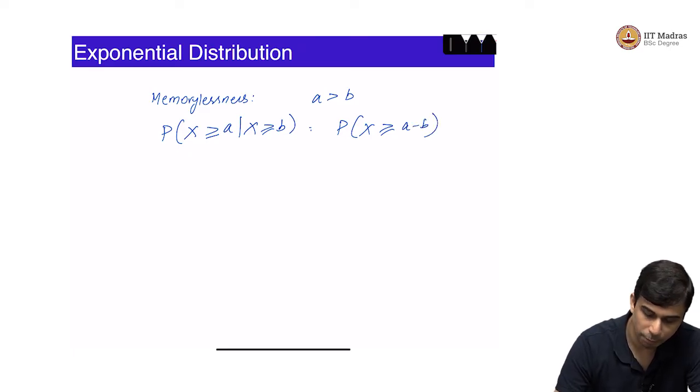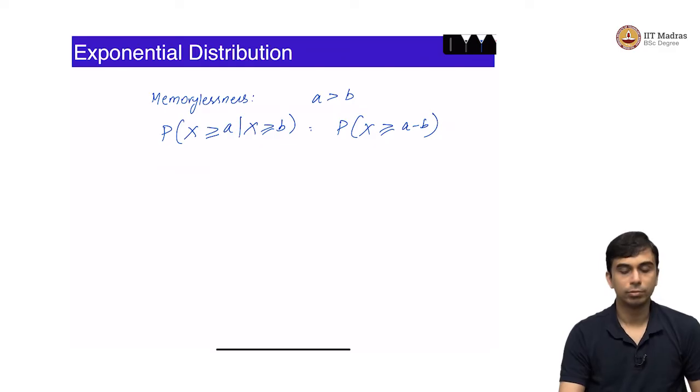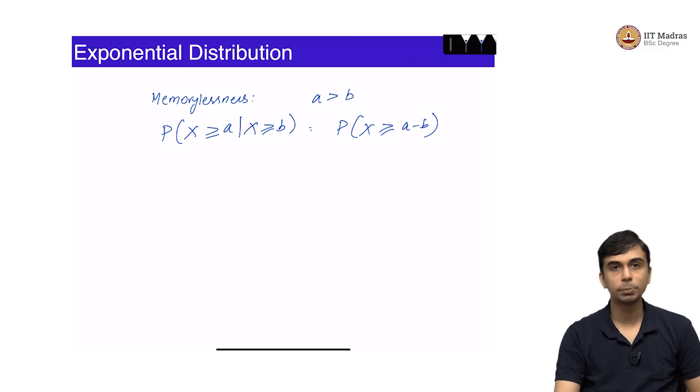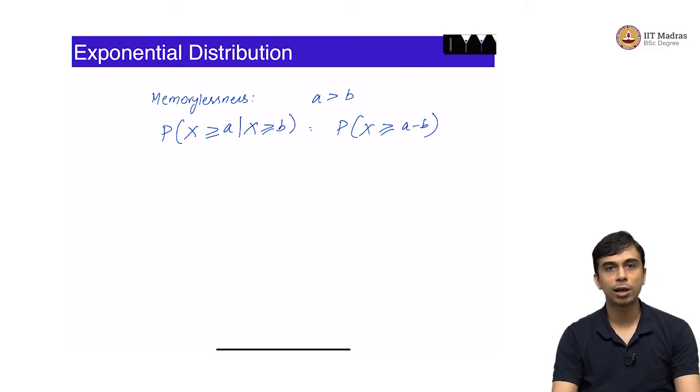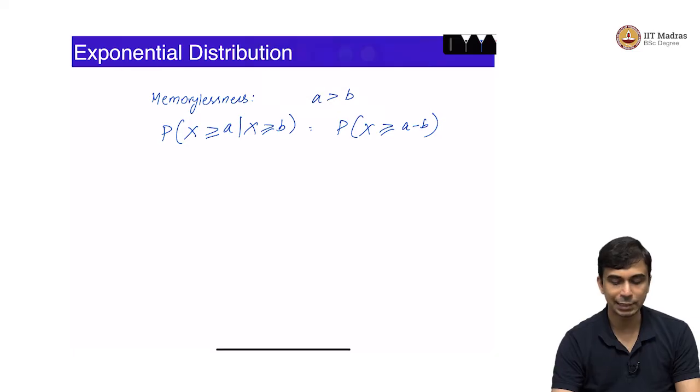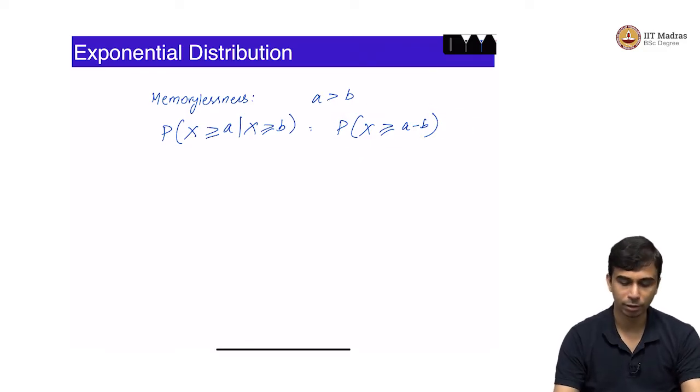Let us try to interpret this statement. Let us say b is 1 year and a is 3 years. What you are saying is, what is the probability that this electric bulb is going to last more than 3 years given that it has lasted for 1 year? That is the situation here. You know that this electric bulb has lasted for 1 year, and you want to know the probability that it is going to last for more than 3 years. That is what the memoryless property says, that this is exactly equal to the probability that this electric bulb would have lasted for more than 2 years. So, a minus b is 3 minus 1, which is 2 years.